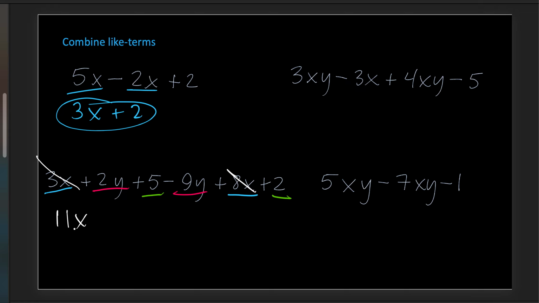And then for my y terms, I have 2y minus 9y, and that's a negative 7y. So I combine those, so I'm going to cross those out to help myself. Now I have positive 5 and positive 2, so that's a plus 7. And I used those. So now I see I used everything. So this expression has become 11x minus 7y plus 7. And those are all unlike terms. This is an x term, this is a y term, and this is a number. They're all unlike, so that'll be it.